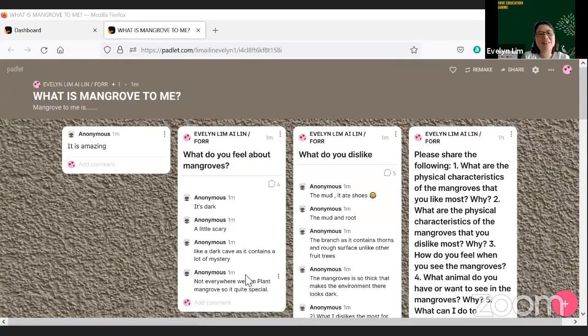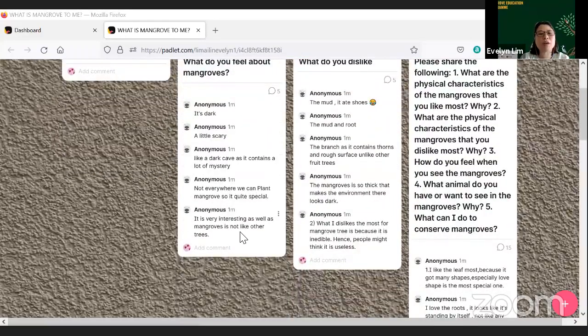Okay, right? Not everywhere we can plant mangroves, so it's quite special. Okay, so this is how you feel. Okay, right. So for some, mangrove is very mysterious. Some it is scary because of it being dark. It is very interesting as well, as mangrove is not like other trees. Okay, all right.